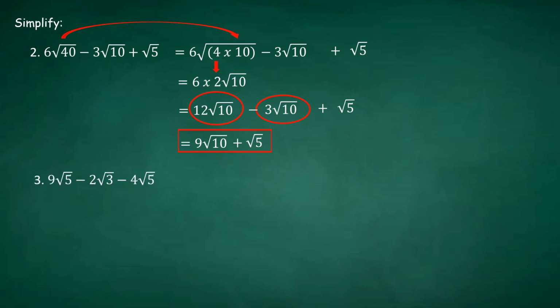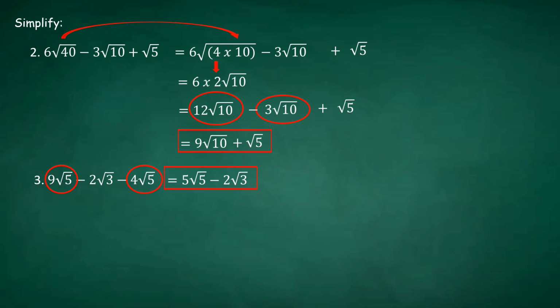Number 3. Simplify. 9 square root of 5, minus 2 square root of 3, minus 4 square root of 5. Since all radicands are prime numbers, you can look for the same radicands. 9 square root of 5 and 4 square root of 5 have the same radicands, so we can combine their coefficients, so 9 minus 4 is equal to 5, and then copy the radical. And the final answer is 5 square root of 5, minus 2 square root of 3. We can't combine the 5 square root of 5 and 2 square root of 3, because they don't have the same radicals.